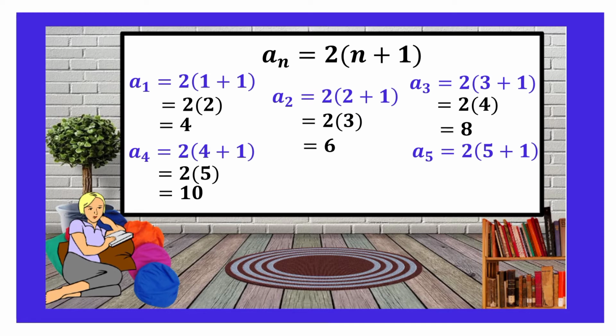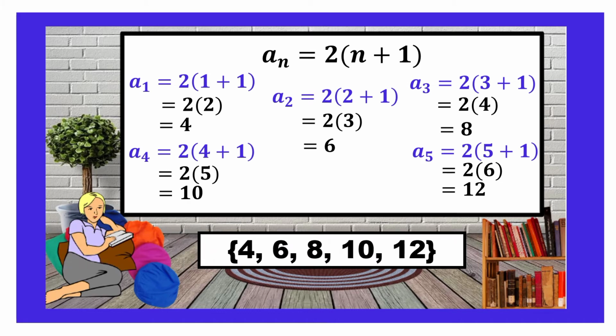And if n is equal to 5, we have 2 times the quantity 5 plus 1. 5 plus 1 equals 6. So 2 times 6 is equal to 12. And that's our fifth term. Hence, the sequence is now denoted by 4, 6, 8, 10, and 12.